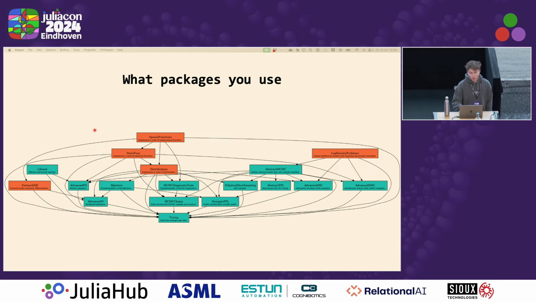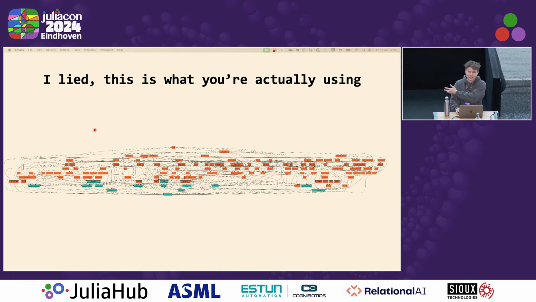Here you see some orange highlighted packages, which are ecosystem packages that we don't own, but we contribute to them when we find bug fixes or we have feature requests and so on. And so we're super reliant on these packages. But these are actually not the packages used. This is more like the packages you use, right? Which is very typical for a Julia package.